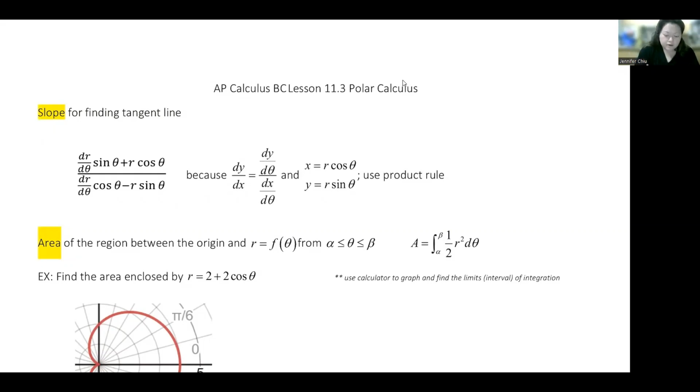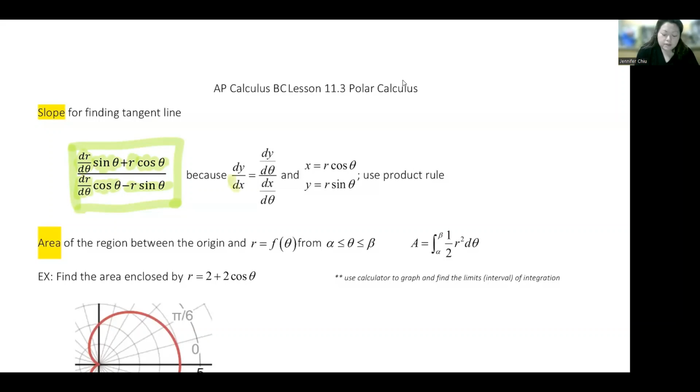Okay. All right. So first things first, this one, we don't have an example. It's just kind of a reminder telling you that the derivative, the slope for finding tangent line in polar calculus is this formula right here, where you find the derivative of your r equation times sine theta plus your r equation times cosine theta, and the same derivative again times cosine theta minus r times sine theta. Okay. Now, of course, this is a lot to memorize. So what's another way to do this?